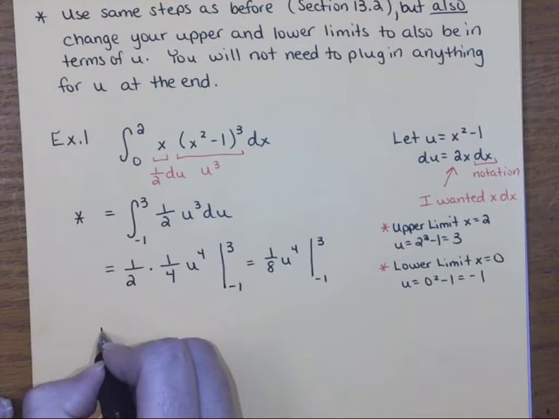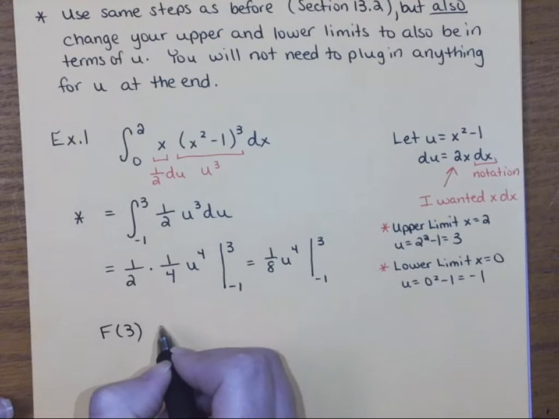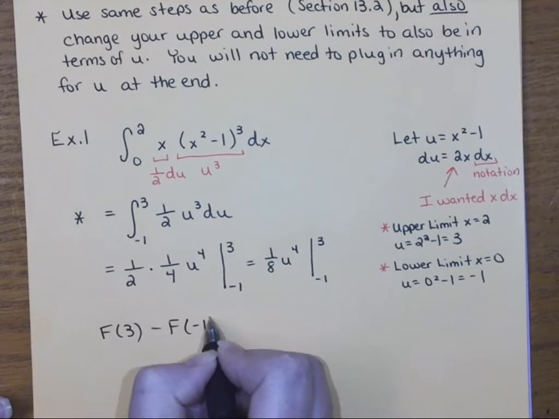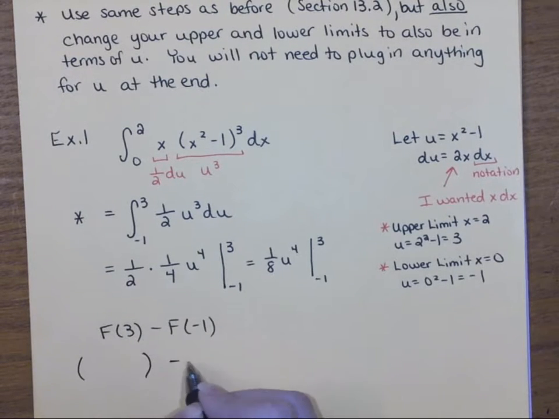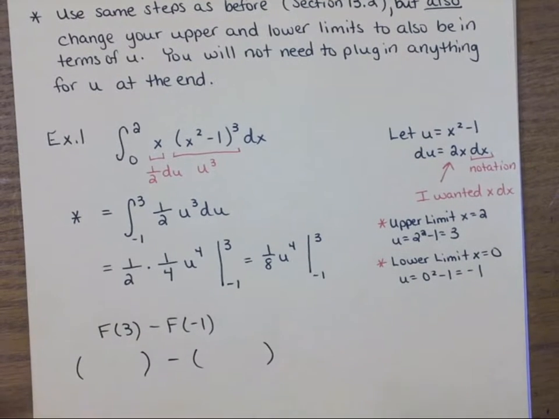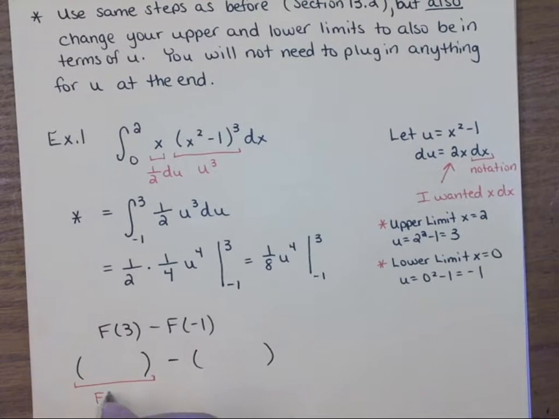So I need to find f of 3 minus f of -1. So let's do that. Here is my f of 3, and here is my f of -1.